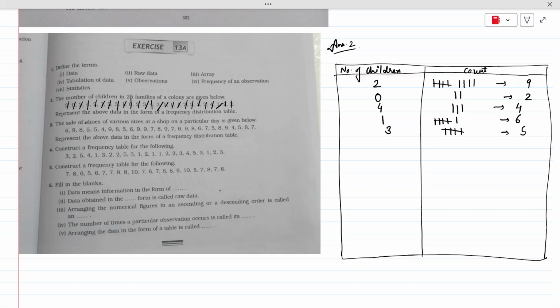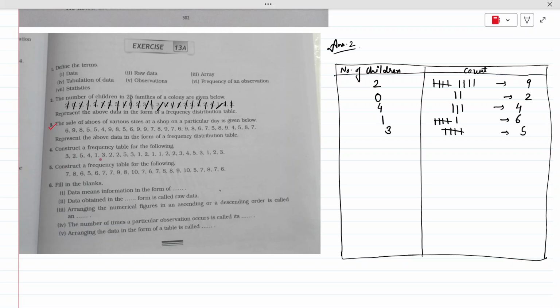Next is: the sale of shoes of various sizes at a shop on a particular day is given below, and represent the above data in the form of a frequency distribution table. So kids, we have already done this in the NCERT book, so I am marking this. We have already done this question.